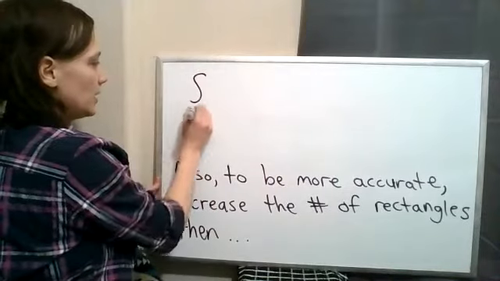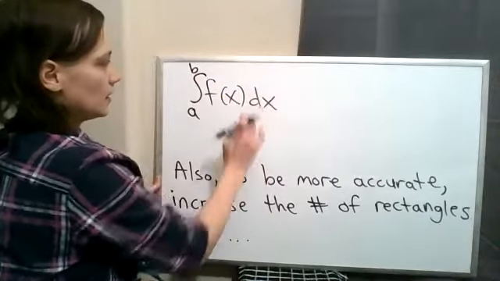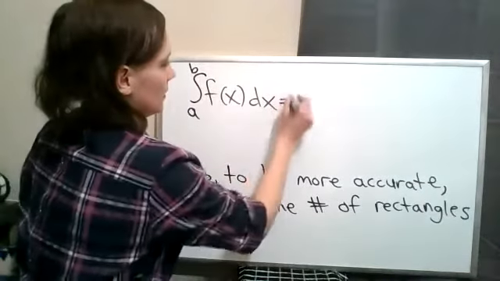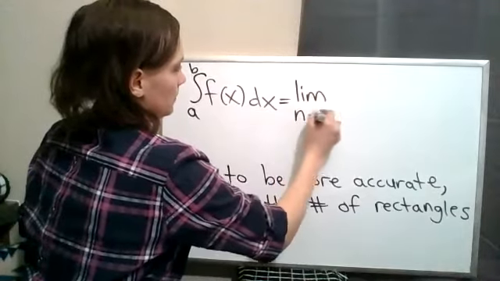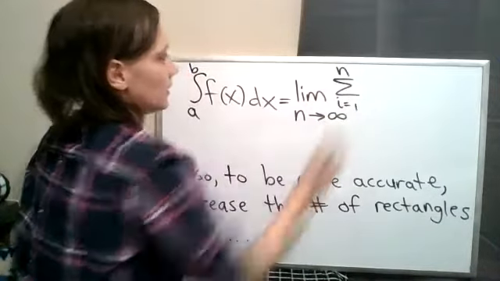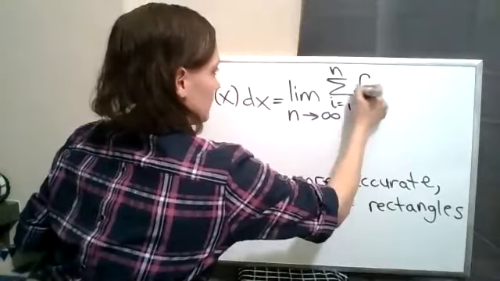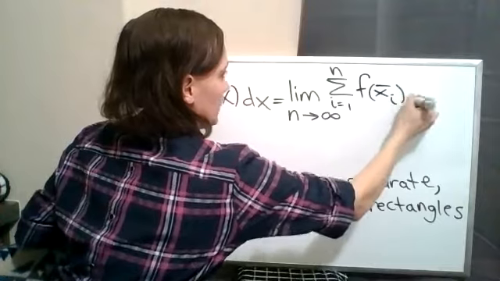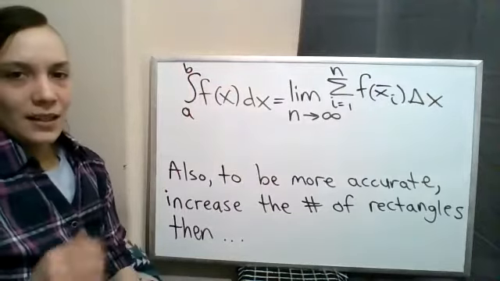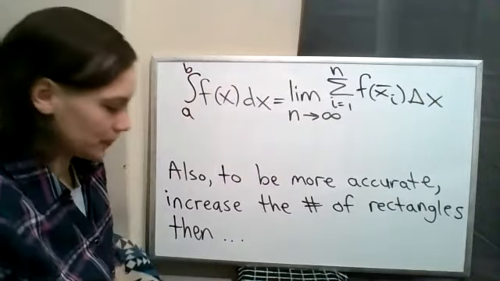The integral from a to b of f of x dx is equal to the limit as n goes to infinity of the sum from i equals 1 to n of f of x sub i bar delta x. Nice. Now we have examples, and I think we'll get through at least 2 of them.